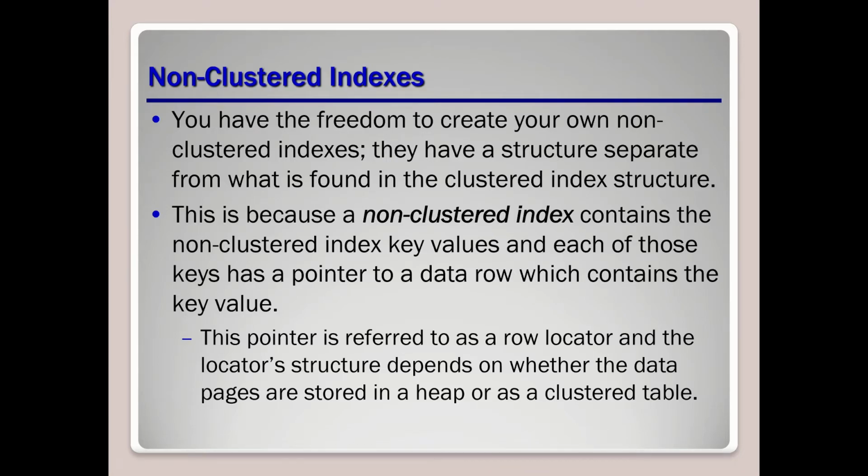They have a structure separate from what is found in the clustered index structure. This is because a non-clustered index contains the non-clustered index key value, and each of those keys has a pointer to a data row which contains the key value. This pointer is referred to as a row locator, and the locator structure depends on whether the data pages are stored in a heap or as a clustered table.